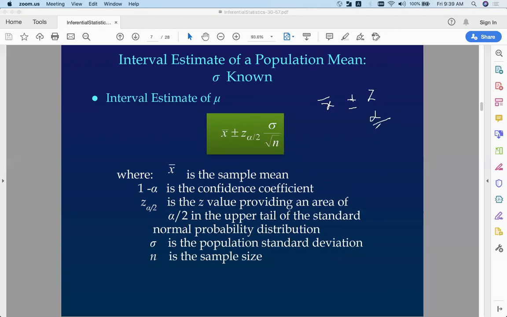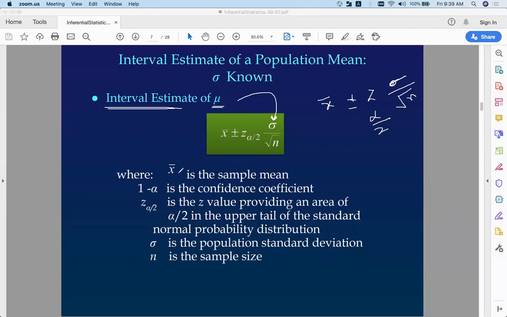So this is your alpha by 2, multiplied by sigma, which is a population parameter, divided by square root of n. Okay. So with this, you can come up with an interval estimate of mu when you already know sigma. So this is the formula for figuring out the interval estimate of mu when you already know the sigma.